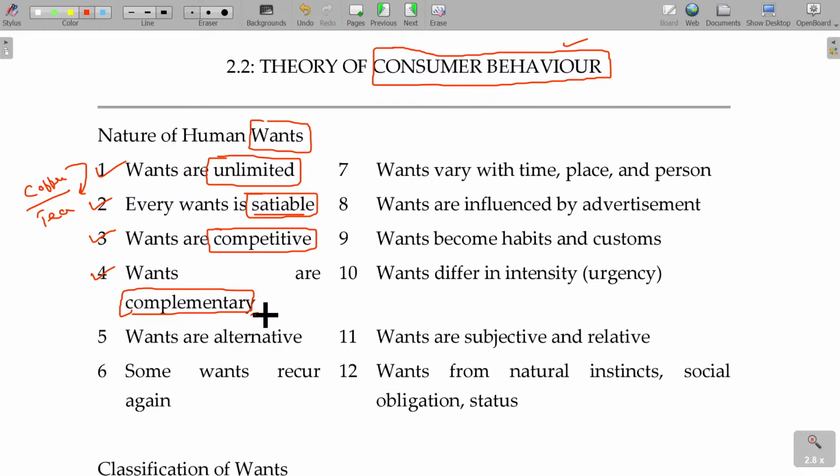I purchase a car, means I need to purchase petrol. So these are complementary ones. Some wants are alternative. Either you go for A or you can go for B.